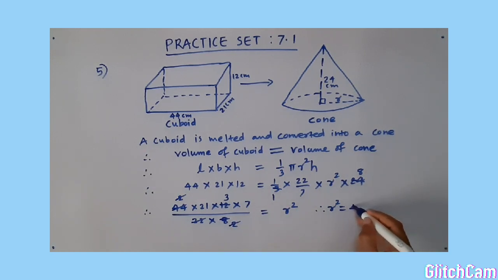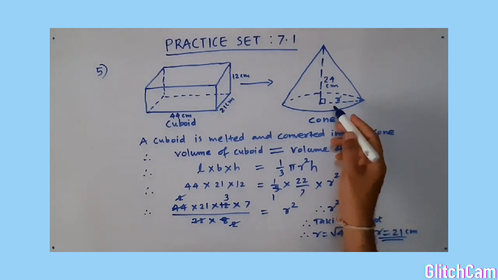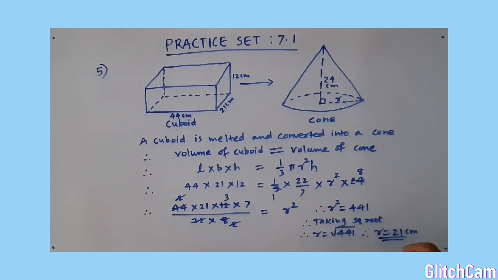You know the square of 21 is 441, and therefore by taking square root, we get r is equal to root of 441, and therefore r is equal to 21 centimeter. Therefore our answer is, the radius of the cone is 21 centimeter.